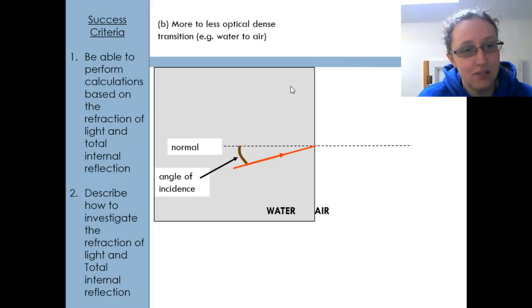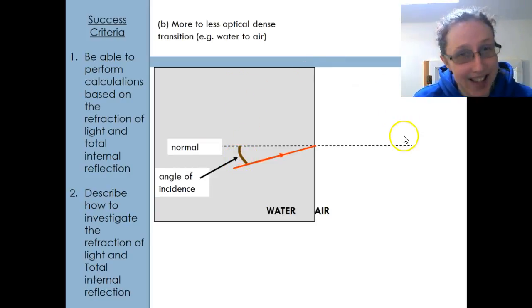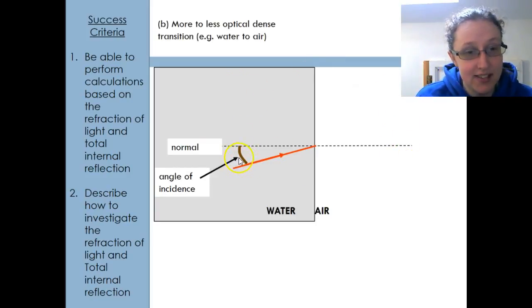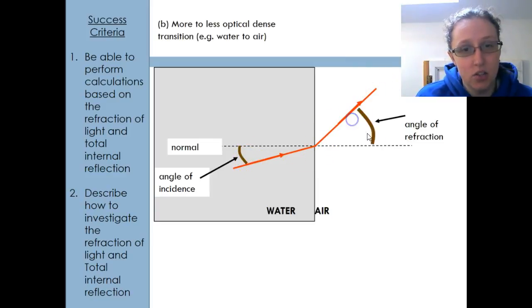So I've got a light ray here that is coming out of this swimming pool maybe and into the air. So again, I've drawn my normal, and this time my angle of incidence is still on my left hand side, but it's inside the more optically dense material because I'm going from something more dense to something less dense. So this is my angle of incidence. So the ray comes out over here, so here is my angle of refraction.